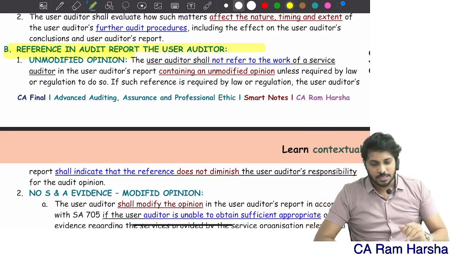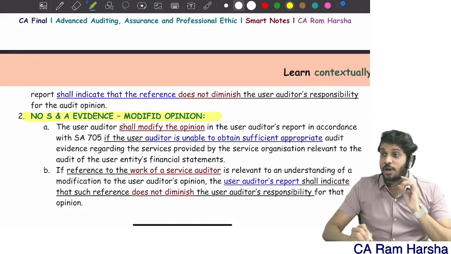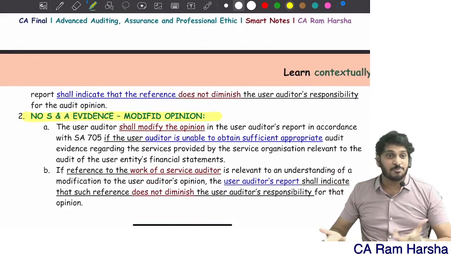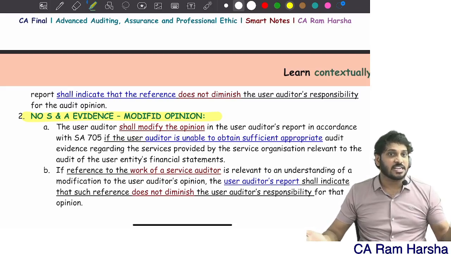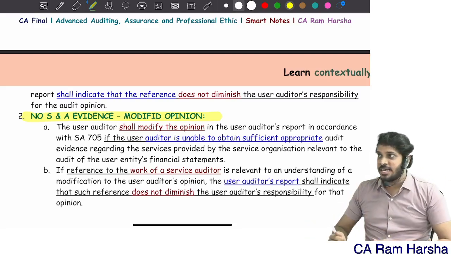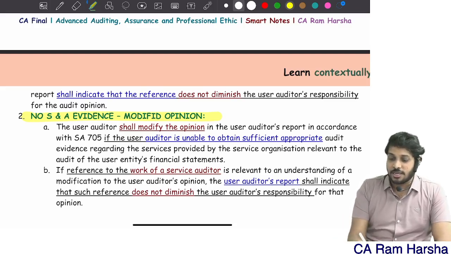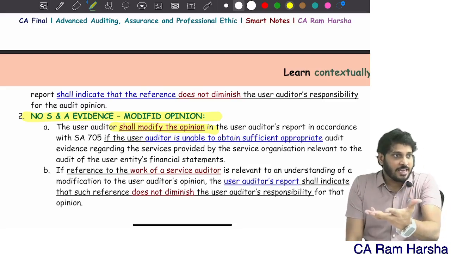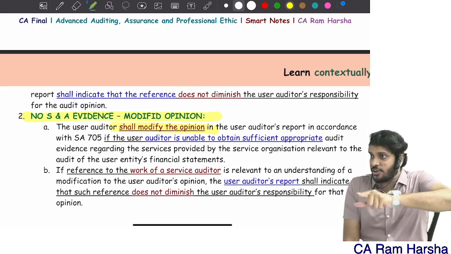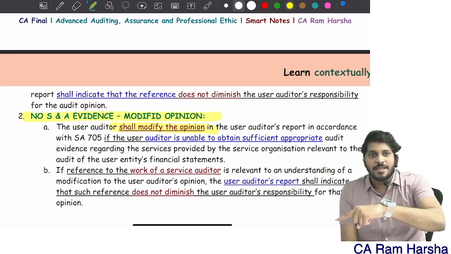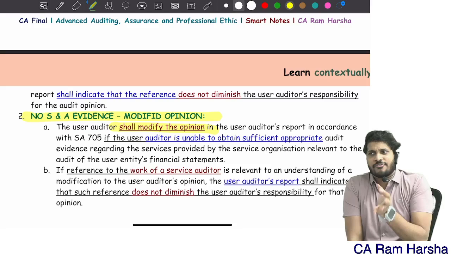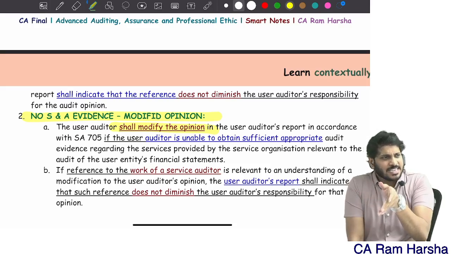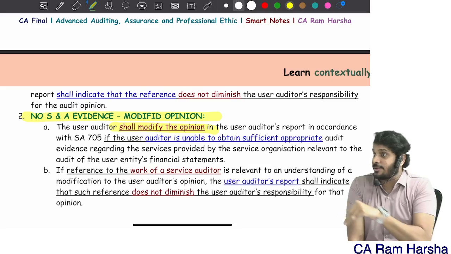Getting it? So suppose sufficient appropriate evidence is not obtained, like no Type 1 report, no Type 2 report, nothing, you're not getting any data about controls implemented by the service organization, then what opinion will you give? You will give a modified opinion. In that case, to explain to people why you gave a modified opinion, you may talk about the service auditor's report. Generally, if you are giving an unmodified opinion, is there any necessity for you to explain that you have used a Type 1 report, Type 2 report, all that?